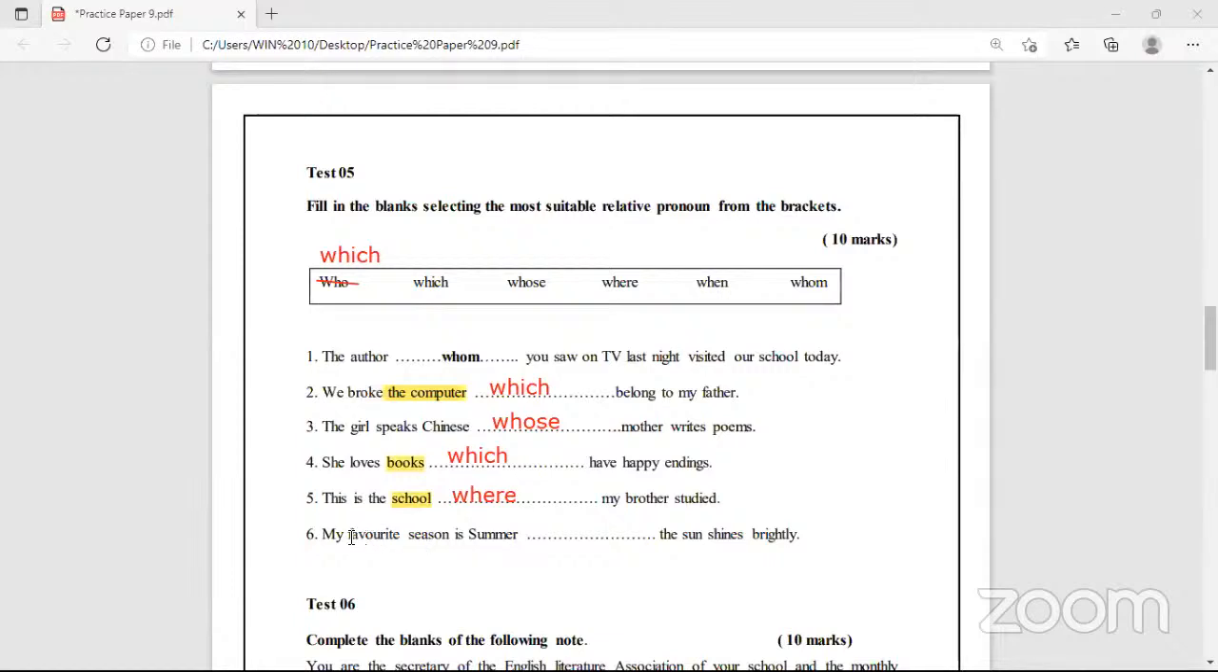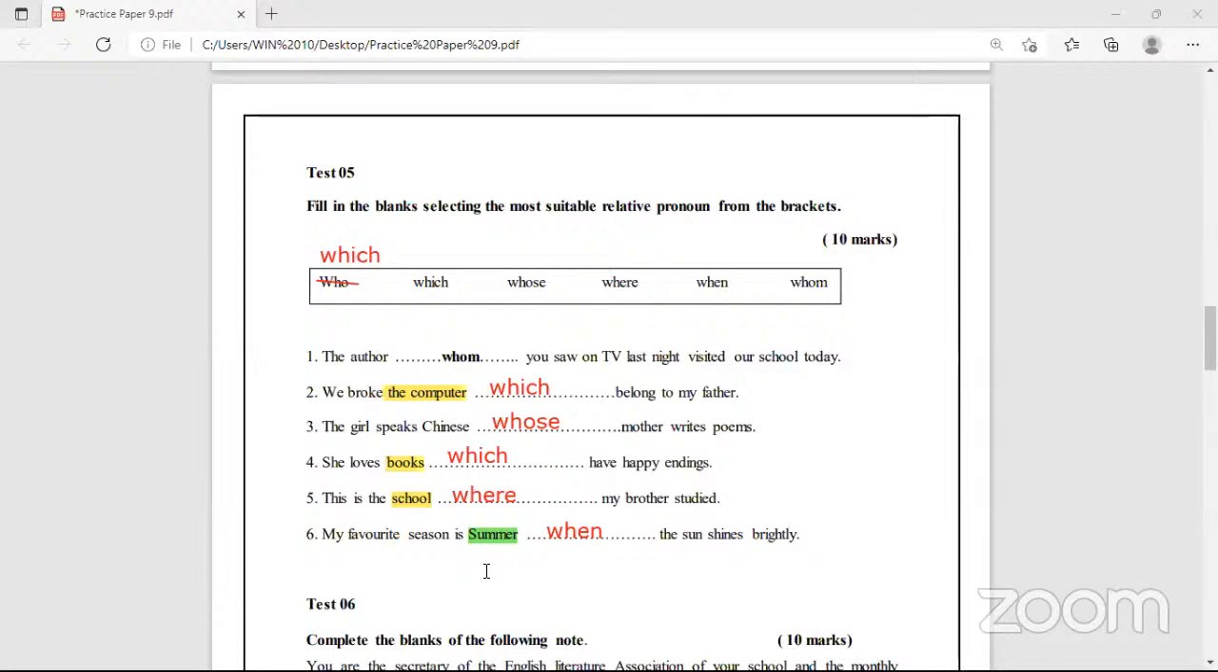And next one, my favorite season is summer. Summer is a time. So we can use the relative pronoun when that describes a time here. My favorite season is summer when the sun shines brightly. When the sun shines brightly. Right, go to the answers, please, and mark your answers quickly and move to question number 6.